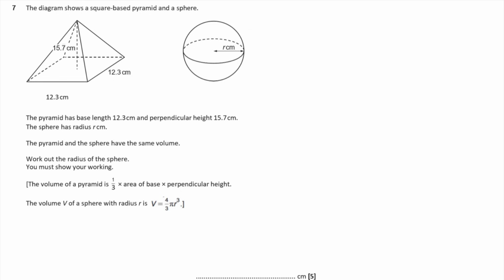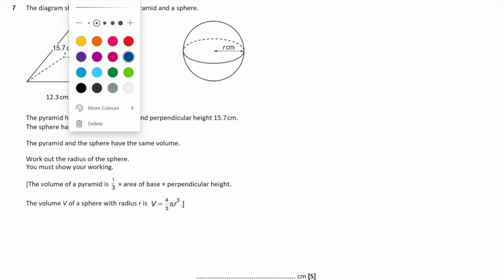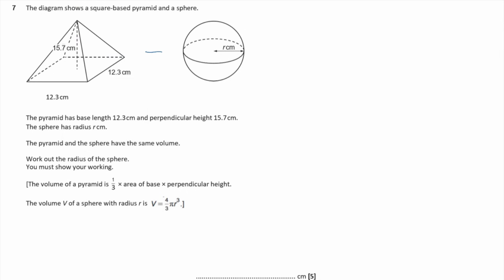Okay, we've been given the formula for pyramids and spheres, which is handy, so we don't have to remember them. Right, okay, so we know that these two shapes have the same volume, so these two things are equal in volume. Now we've got no measurements on the sphere, and we need to find out what r is. So we're going to deal with the pyramid first. We're going to work out the volume of the pyramid, and then we're going to work backwards with the sphere formula to find the radius. Okay, so let's crack on with that then.